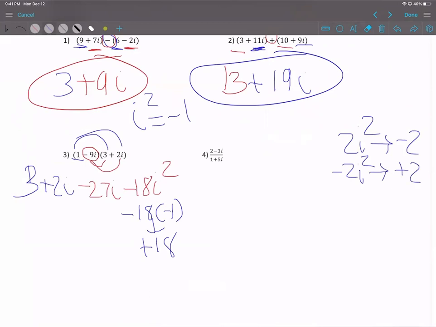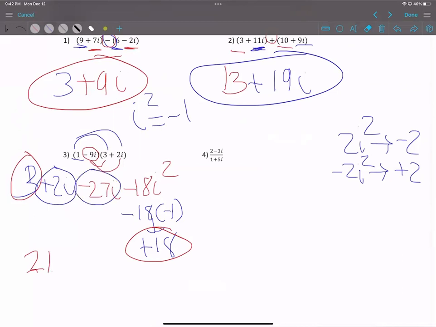But once you've changed that i squared part, you can just combine like terms, almost like what we did in the adding and subtracting. Like 3 plus 18 would be 21. And then do your i part. Positive 2i minus 27i would be minus 25i. And that's your answer.